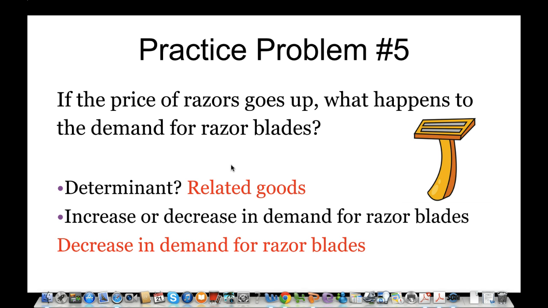The determinant in this practice problem is that it's a related good, or maybe you said complementary good, and that there's going to be a decrease in demand for razor blades. So that concludes this particular screencast on determinants of demand. And remember the mnemonic prices.